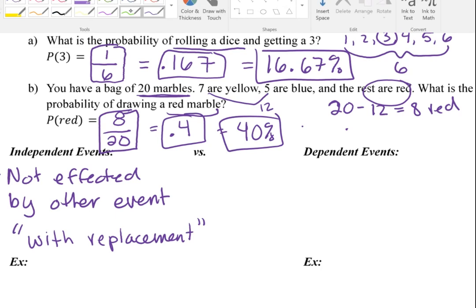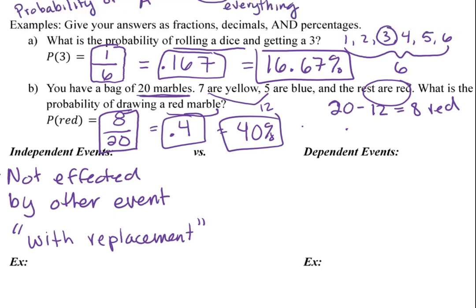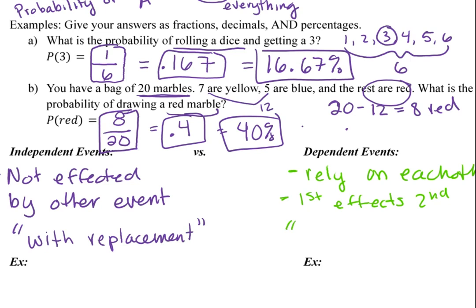If you're talking about something that is a dependent event, or two dependent events, that means that they are affected by each other, or they rely on each other. Meaning the first one affects the second, and so on. And a lot of times you'll see the words without replacement. And usually these are ones like this.